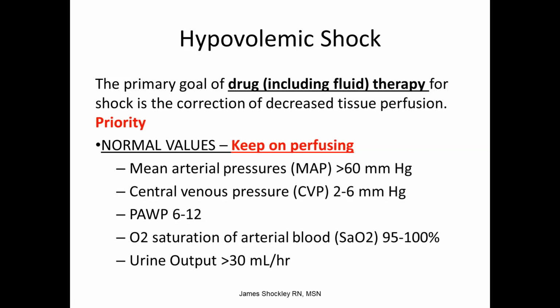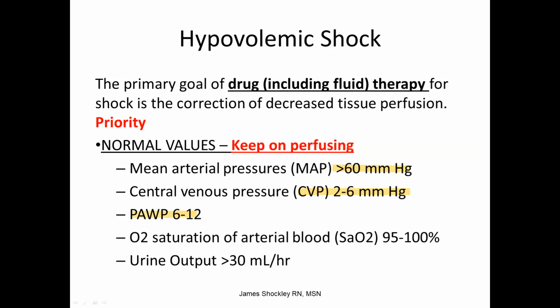So for us, we're going to look at our normals. We've talked about our MAPs greater than 60, CVPs 2 to 6. So if I am dry, I expect that CVP number to be low. And it's hard to get lower than 2. But what I'm really looking at, with that information, the central venous pressure, is if I have given you a ton of volume and your CVP is still low, again, we've said you have to examine where that blood is going.